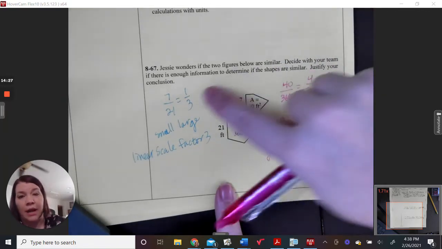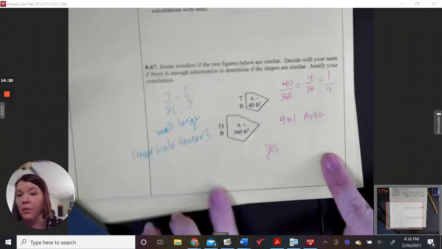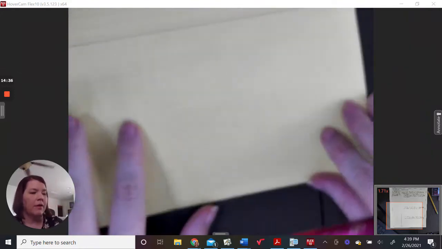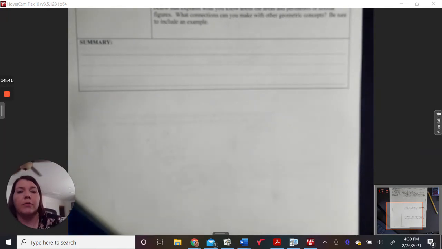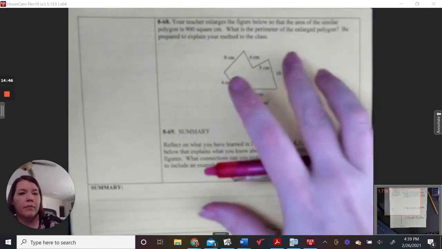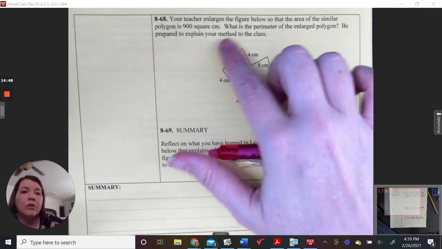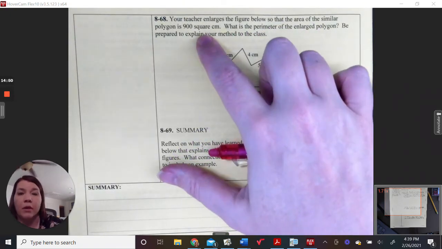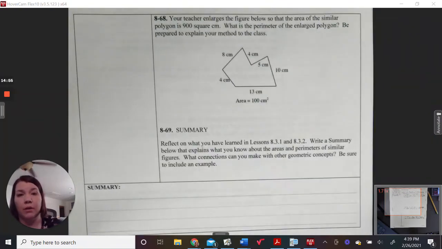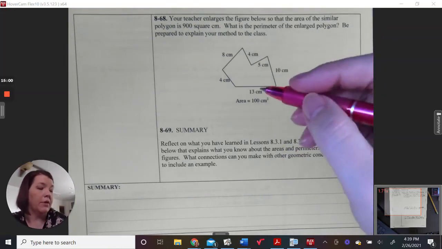Your teacher enlarges the figure below so the area of the similar polygon is 90 square centimeters. What is the perimeter of the enlarged polygon? Be prepared to explain your method to the class. So the first thing we need to figure out, so areas, 100 centimeters squared to 900 centimeters squared is 1 to 9 or 9. So our area factor is 1 to 9 or 9 to 1.